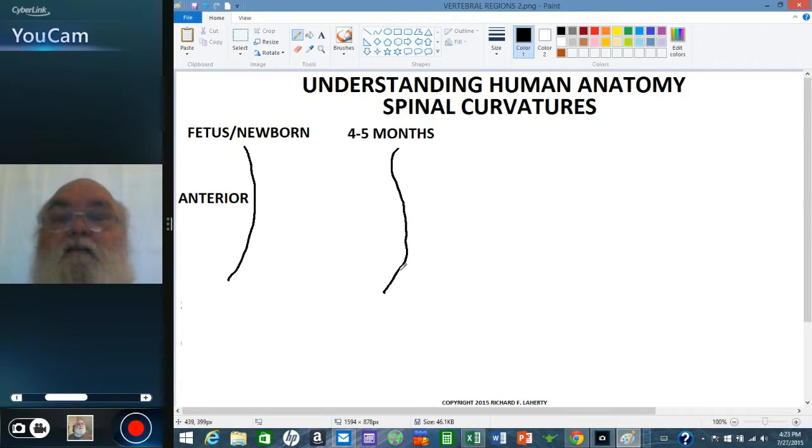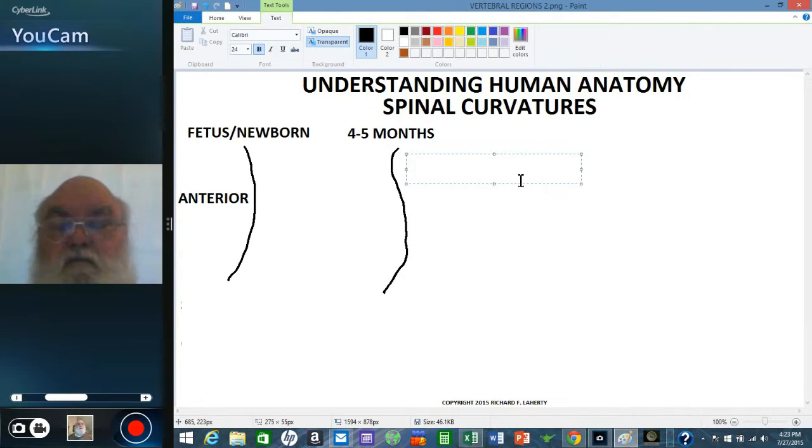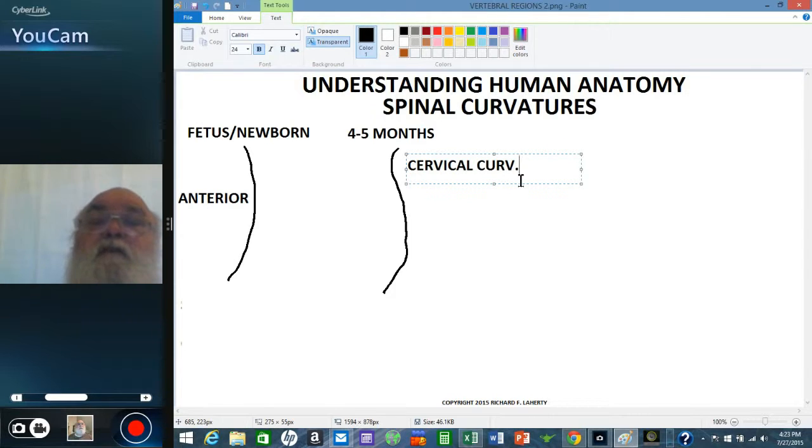This curve that's concave posteriorly is the cervical curve, or cervical curvature, and it's concave posteriorly, and it forms secondarily as the baby develops the capacity and the strength to hold its head up. So by the 4th or 5th month, when the baby is holding its head up on its own, this curvature can be seen in an X-ray.